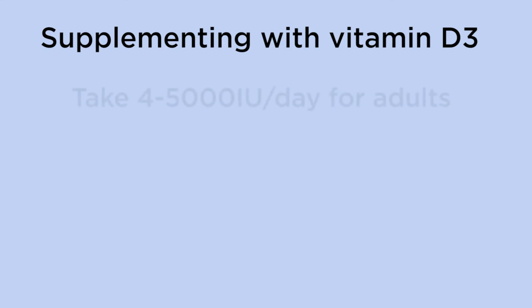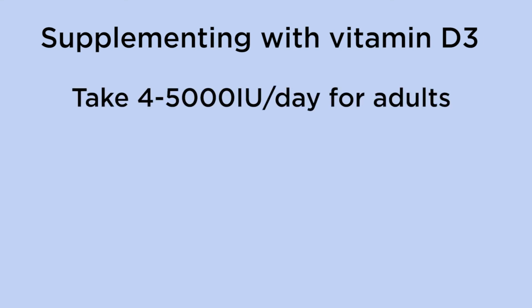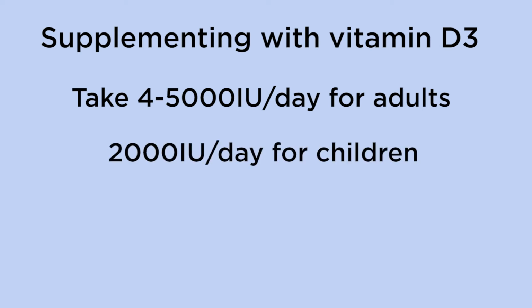To do this, start by eliminating all foods containing gluten and dairy products. Then increase your sun exposure and eat foods high in vitamin D, including salmon, sardines, cod liver oil, shrimp, and eggs. And last, supplement with vitamin D. If your vitamin D levels are below the recommended range, I would start by taking 4,000 to 5,000 international units of vitamin D3 daily for adults and 2,000 IU for children.